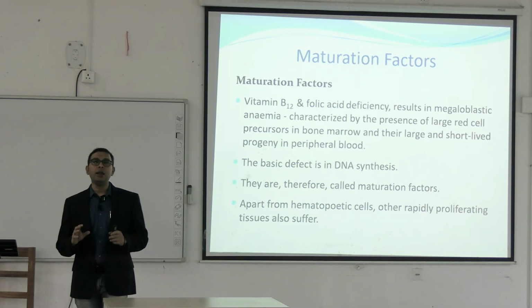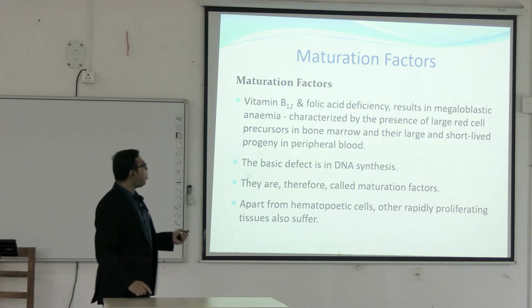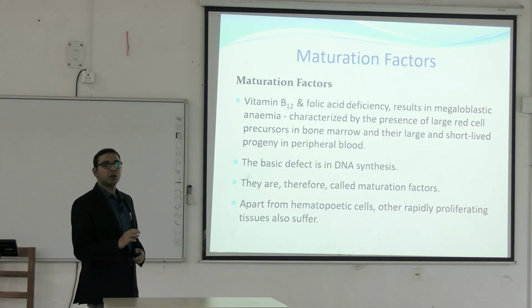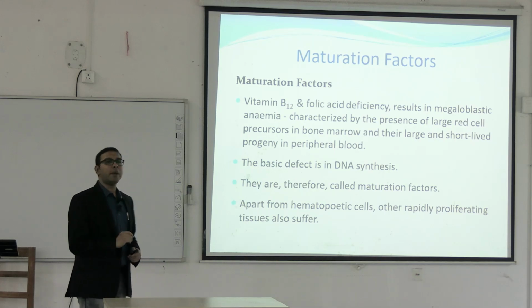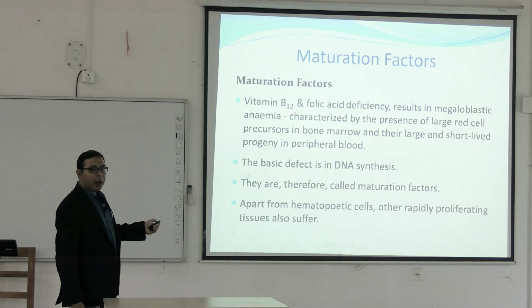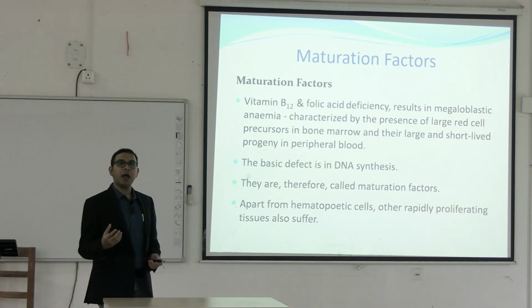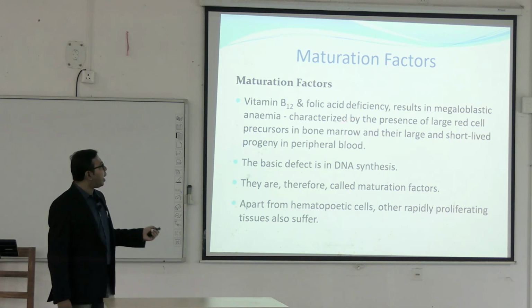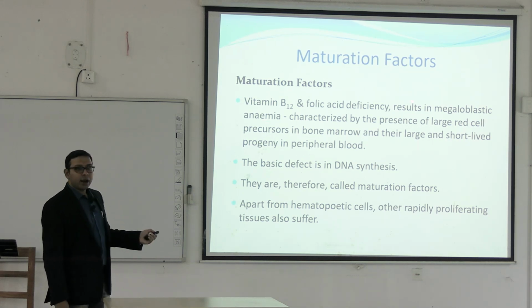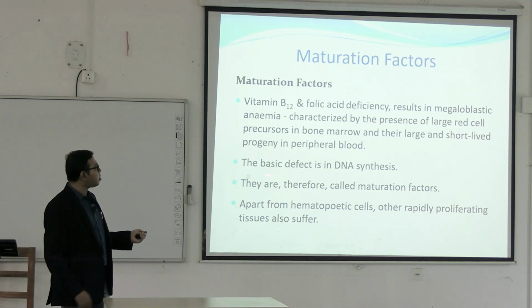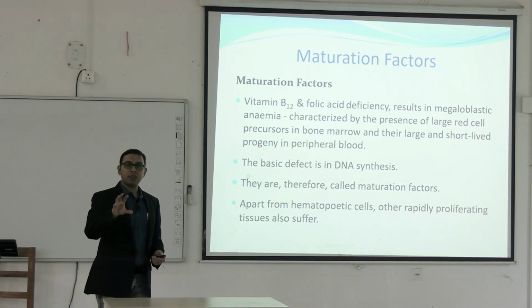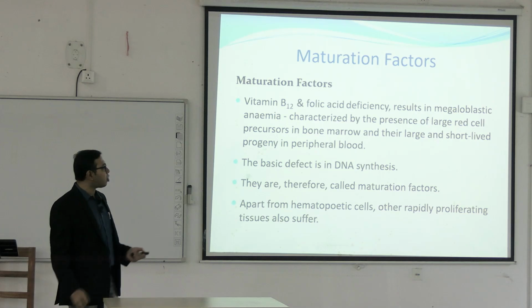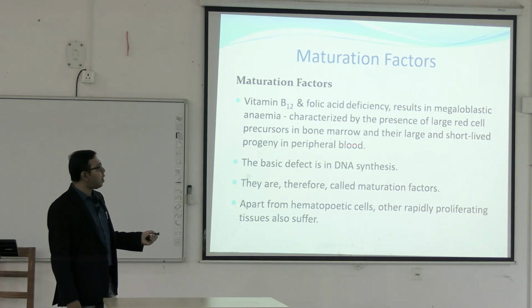So iron is mainly needed for erythropoiesis, and now the maturation factors refer to two elements. One is vitamin B12, another is folic acid. So when vitamin B12 and folic acid deficiency happens, there are problems in the maturation of the RBC. That leads to megaloblastic anemia, characterized by the presence of large red cell precursors in the bone marrow. So red cells become large because there will be more cytoplasm, large and short-lived progeny in the peripheral blood, but the DNA synthesis defect will be there.